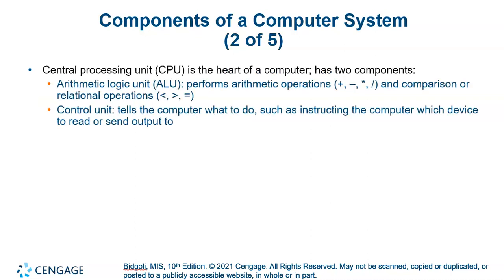The CPU, central processing unit, sometimes you'll hear this referred to as the brains of the computer, maybe the heart of the computer. Modern CPUs really have two components. The ALU, which does all of your high math calculations, your floating point calculations, and your control unit, which tells the computer what to do.